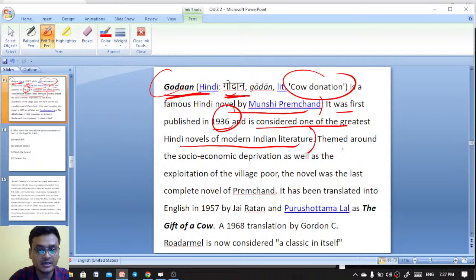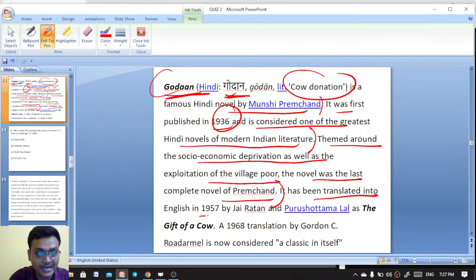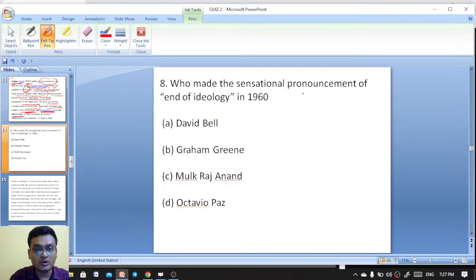Themed around the socio-economic deprivation as well as the exploitation of the village poor, the novel was the last completed novel of Premchand. It was translated into English in 1957 by Joy Ratan and Purushottam Lal as The Gift of a Cow. So Godan was translated into English by Purushottam Lal as The Gift of Cow, a work by Munshi Premchand.